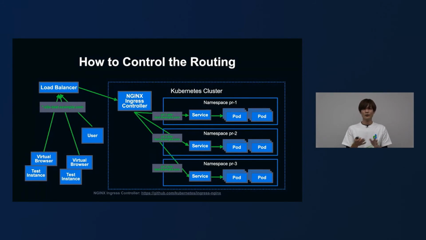The entire access to all of E2E-test.example.com is passed from the load balancer to the Nginx ingress controller. Nginx ingress controller is a controller of Ingress handling routing, and Nginx is controlling the traffic outside the Kubernetes cluster as a reverse proxy.